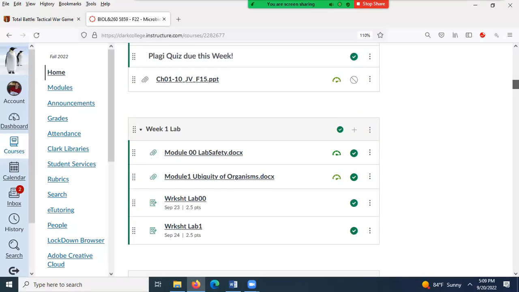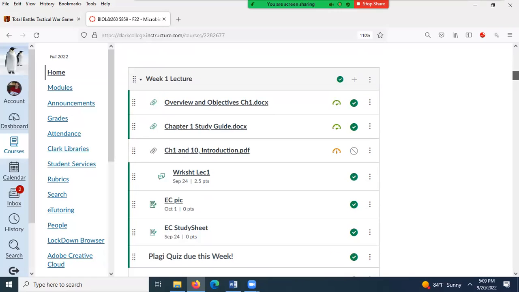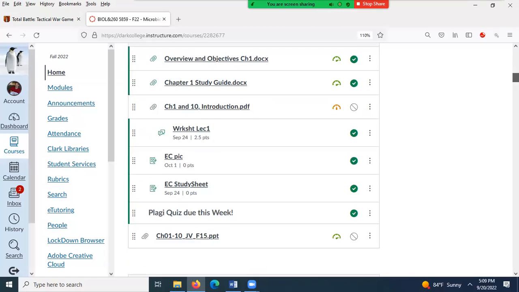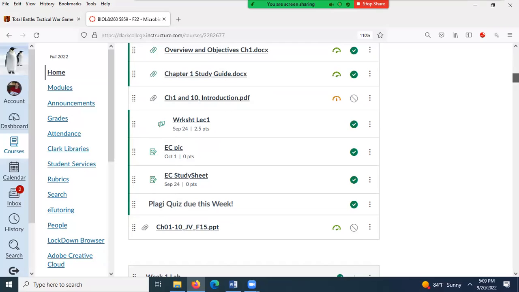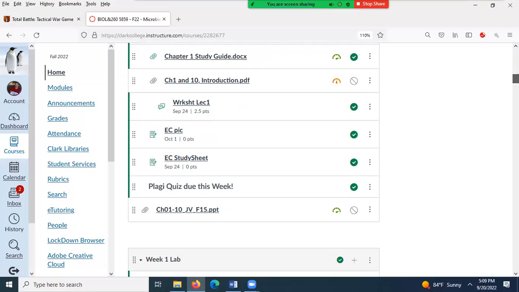Anyways, this is showing you a little bit about the Canvas webpage for the class. I have most of the web page viewable. There is one section that's not viewable, and I'll turn that on when we get closer to it.